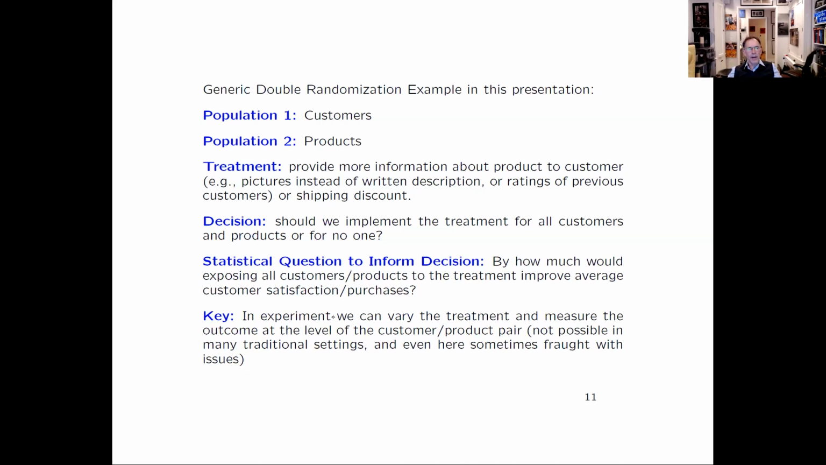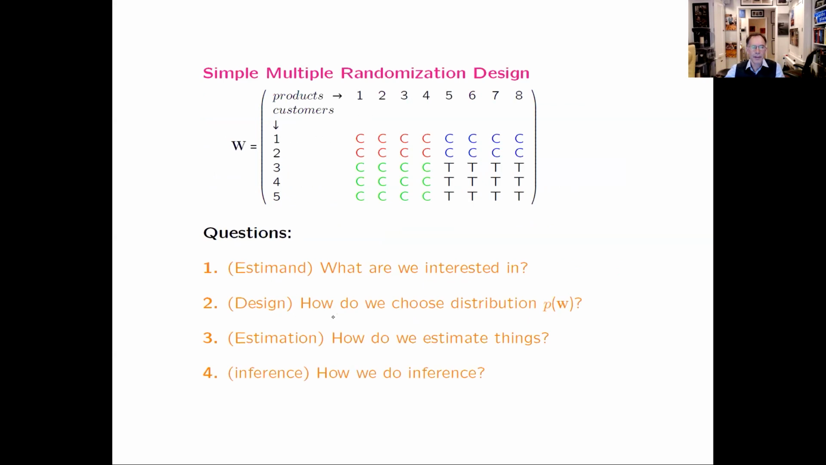And we're interested in measuring the effect of the treatment on some outcome that we can measure at the level of the customer product pair. And again, the key is that in the experiment, we have the ability to vary the treatment at the level of that pair. There are many cases where that's not possible, even if we have multiple populations, and there these designs are not relevant. So back to the simple multiple randomization design here.